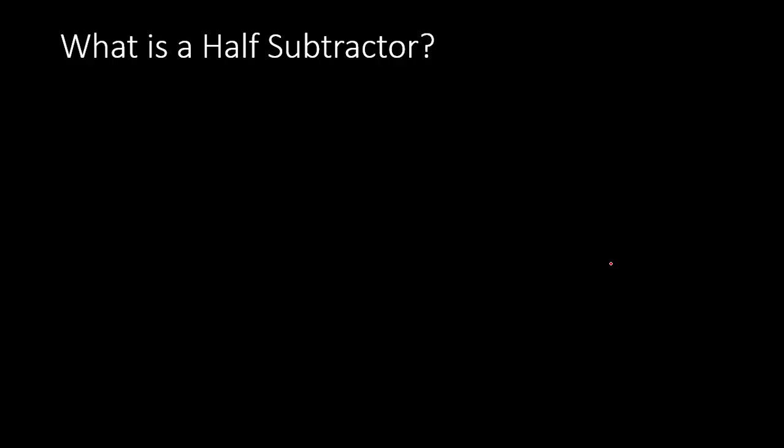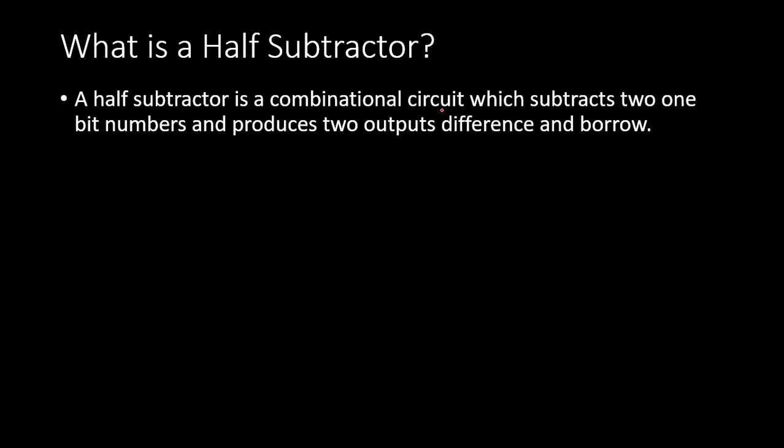So, what is a half subtractor? A half subtractor is a combinational circuit which subtracts two 1-bit numbers and produces two outputs. These two outputs are difference and borrow. So by using this definition of a half subtractor, we can draw its block diagram.